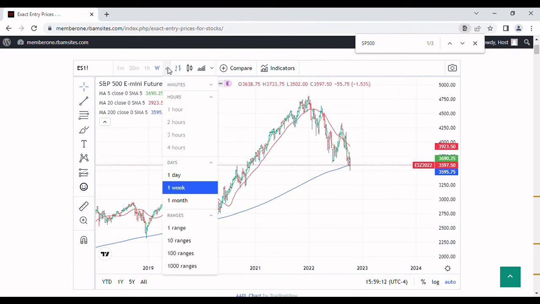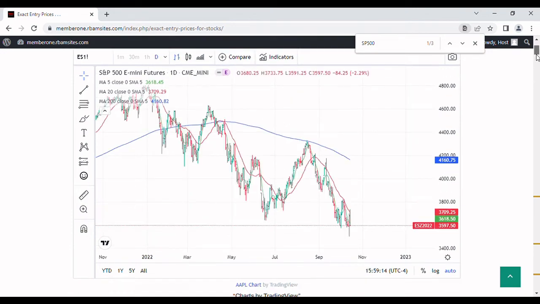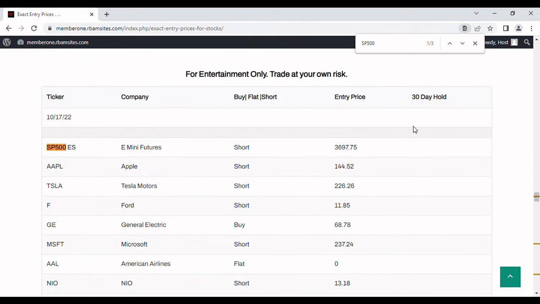Let's go back here and take a look at what RBAM Research says for Monday the 17th with algorithmically generated prices. I'm going to show you two different sets. This is our trend following system. We've got a 30-day hold, which basically means get in Monday, get out at the end of 30 trading days, worst case, and take a loss, or take your profit sooner if you get it.